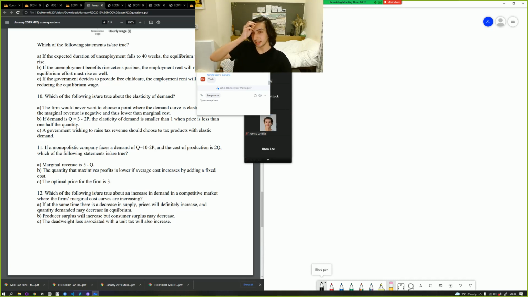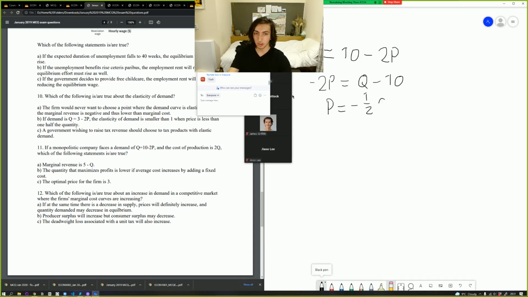So price can be found just by rearranging the first function there. We essentially want everything in terms of Q. So we've got negative 2P is equal to Q minus 10. Therefore P is just going to be equal to negative a half of Q plus 5.